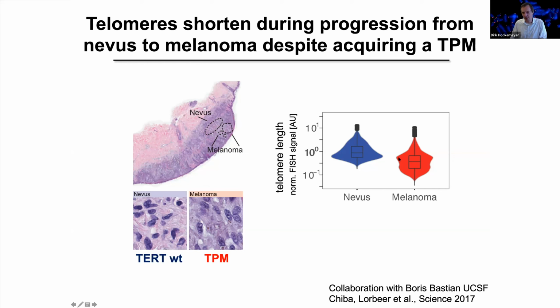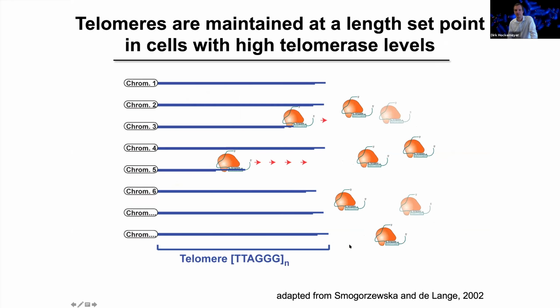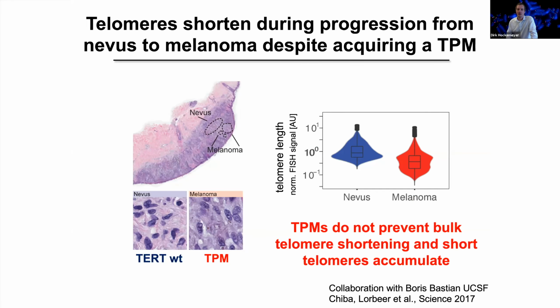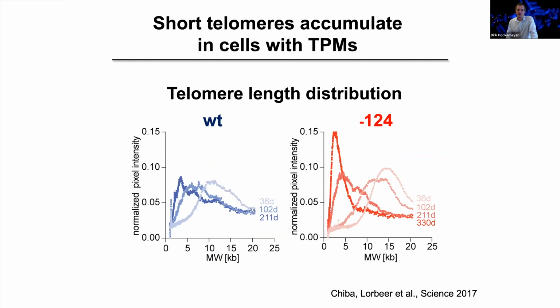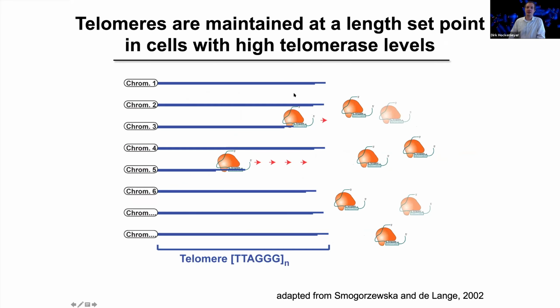So with this corroboration that what we observed in our stem cell system is actually recapitulated in melanoma samples, we came to the conclusion that TERT promoter mutations are not sufficient to halt telomere shortening. The only way that this can be reconciled is by arguing that telomerase initially is not sufficient to stop telomere shortening.